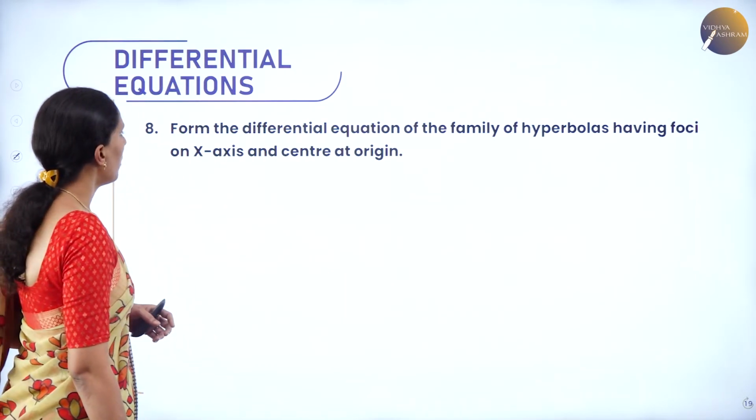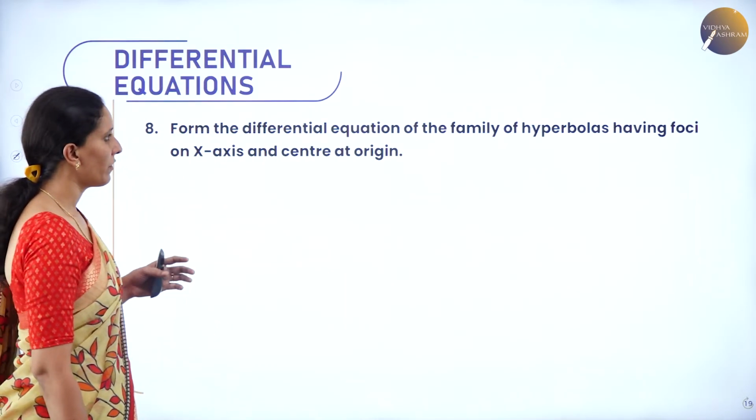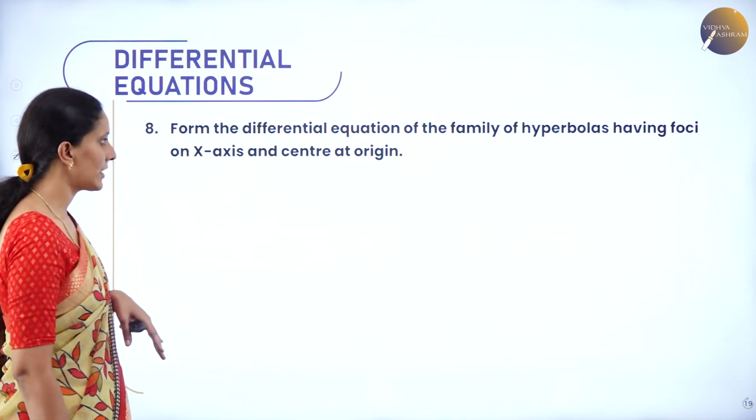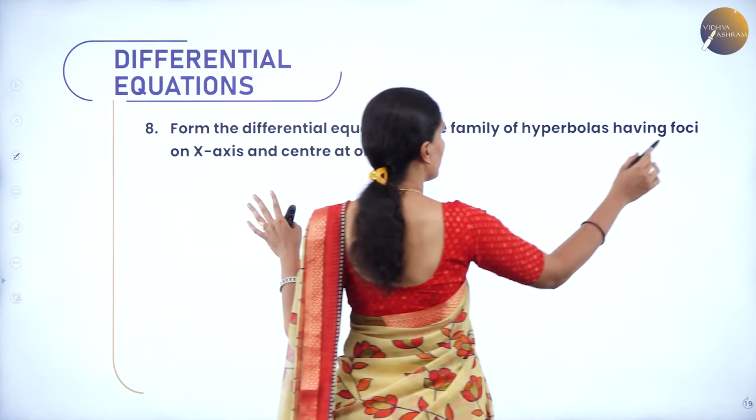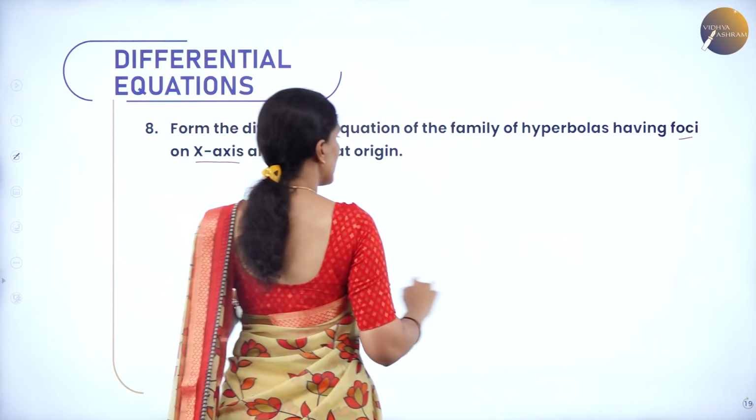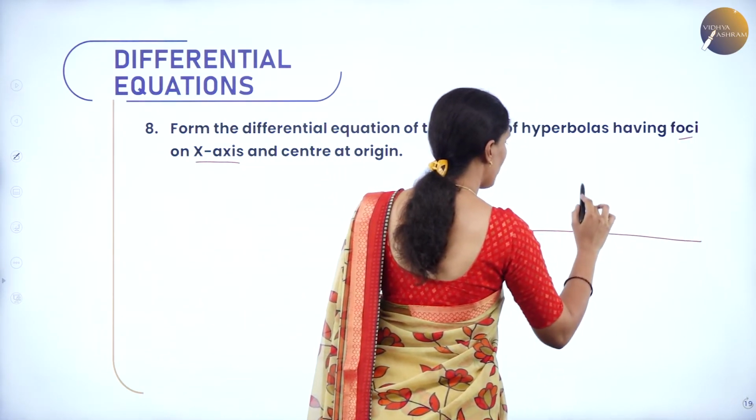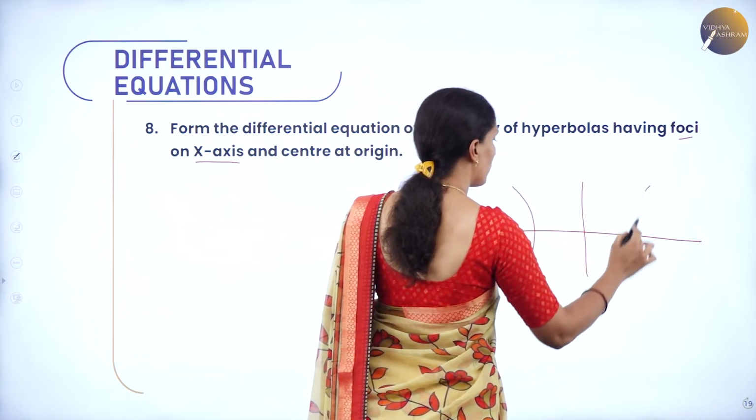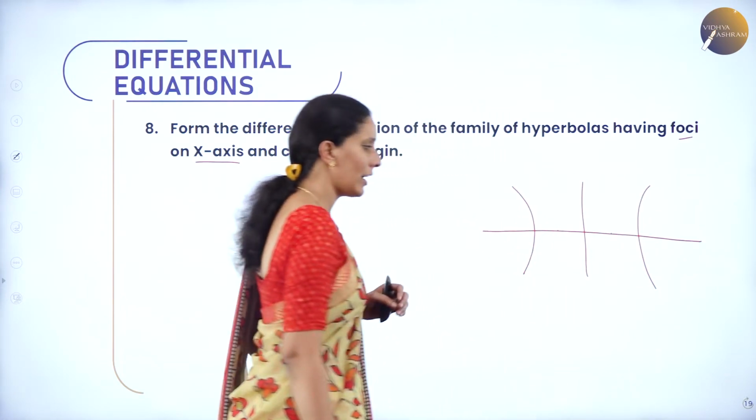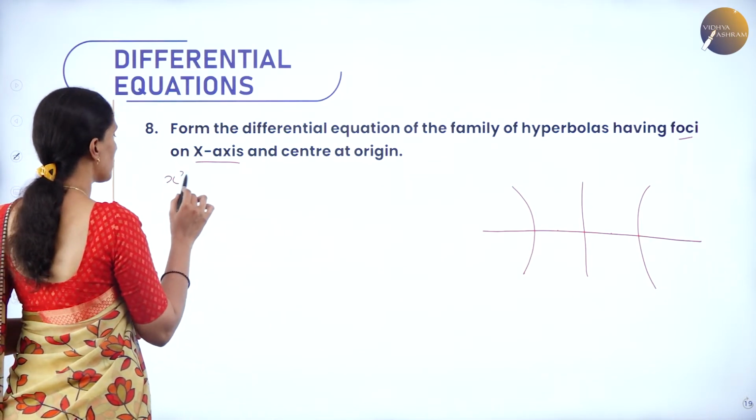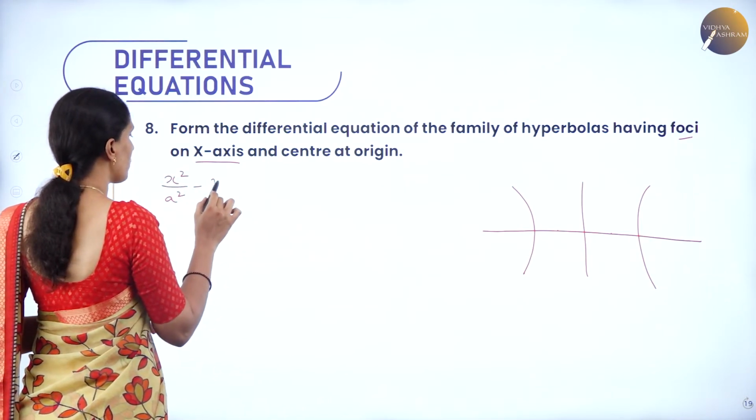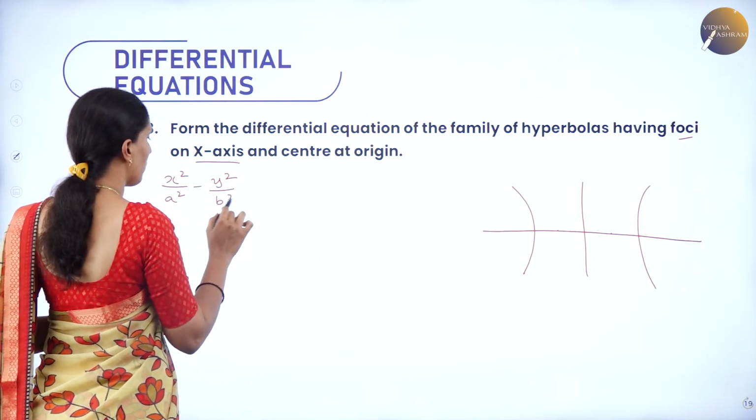Next, form the differential equation of the family of hyperbolas having foci on the x-axis and center at origin. So for the hyperbola, they have clearly said the focus is on the x-axis. Therefore the transverse axis will be like this. So this is your hyperbola, with the focus somewhere here and the center at the origin. So what is the standard equation of this? That is x square by a square minus y square by b square is equal to 1.